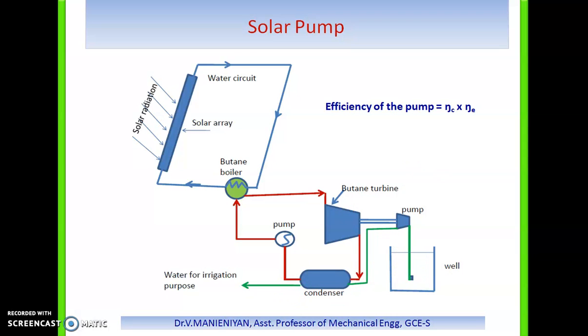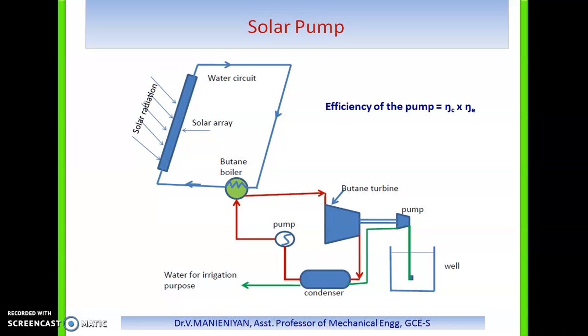The efficiency of the pump is managed by the product of the collector efficiency and the engine efficiency; both must be calculated for the pump efficiency. A higher temperature in the boiler results in higher engine efficiency, but a higher boiler temperature requires a higher collector temperature, which decreases the collector efficiency.